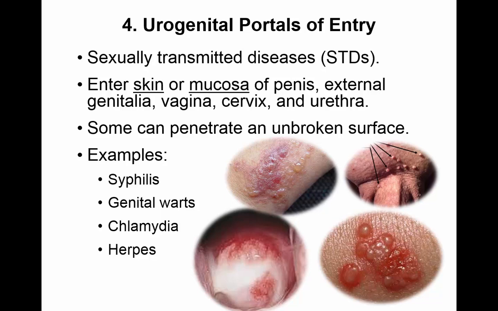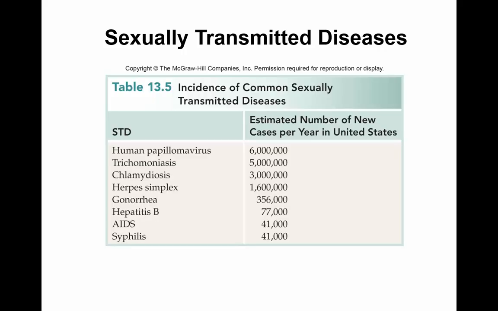Now, the urogenital portals of entry are the most common ways for STDs to enter, and some of them can penetrate unbroken surfaces, as well as the entrance to the vagina and the urethra and the penis and so forth. Here you would see your syphilis and your genital warts and your herpes.